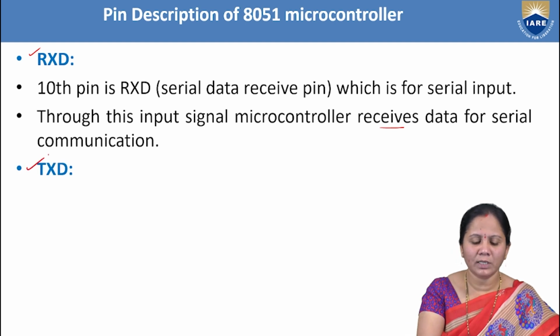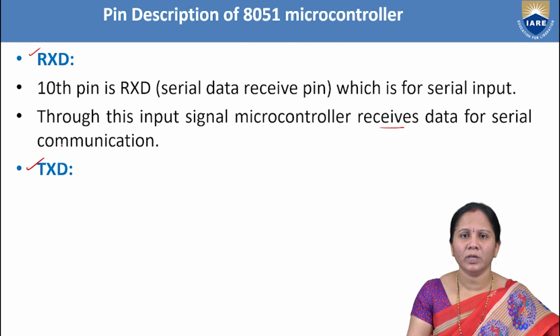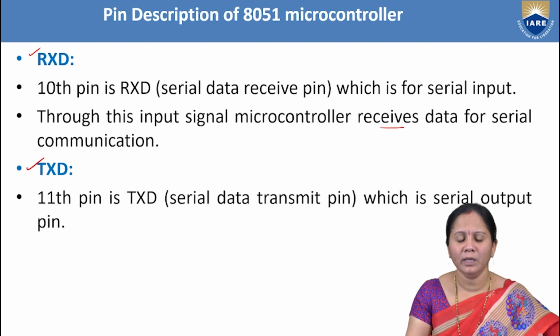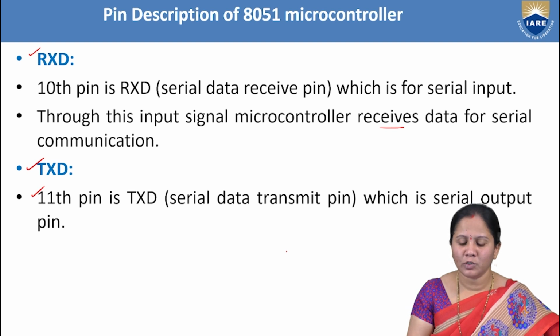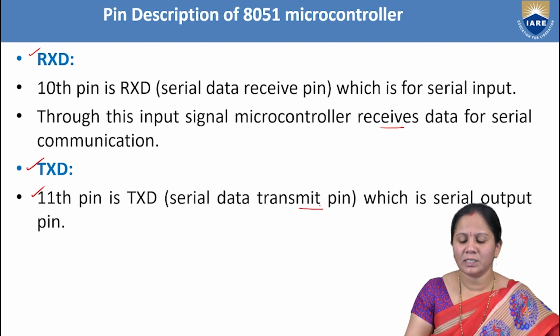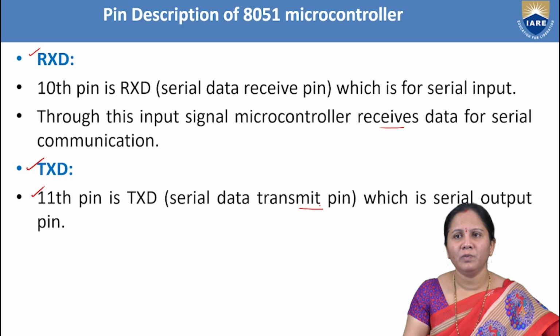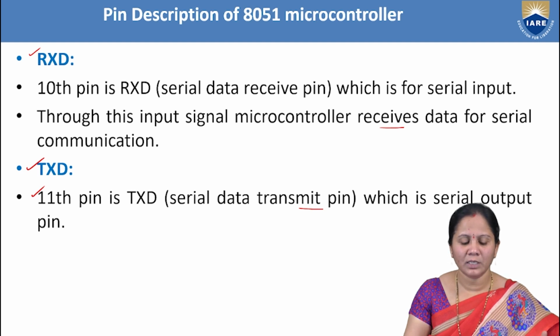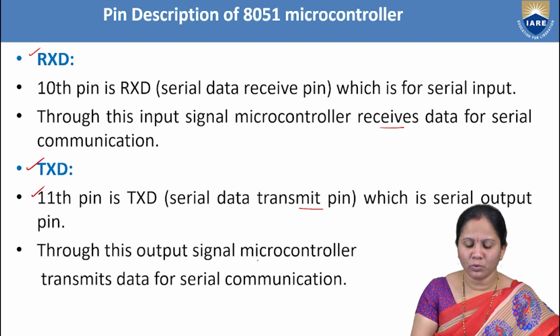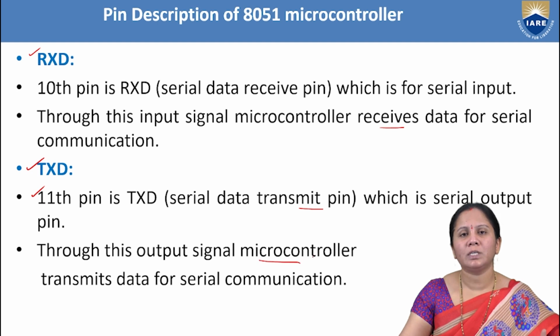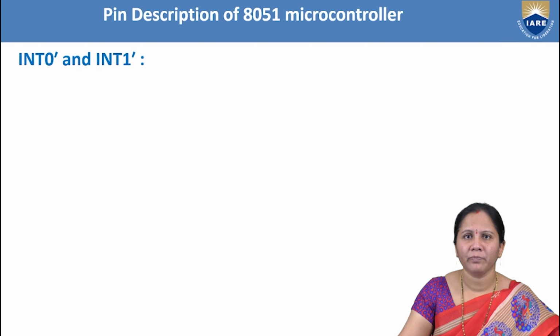And another control signal is TXD, which is also related to port 3. The 11th pin in the pin diagram is TXD. It is the serial data transmit pin, which is used to perform the serial transmission. Transmission means sending out. That is why this signal is called the output signal. Through this output signal, the microcontroller transmits the data for serial communication.